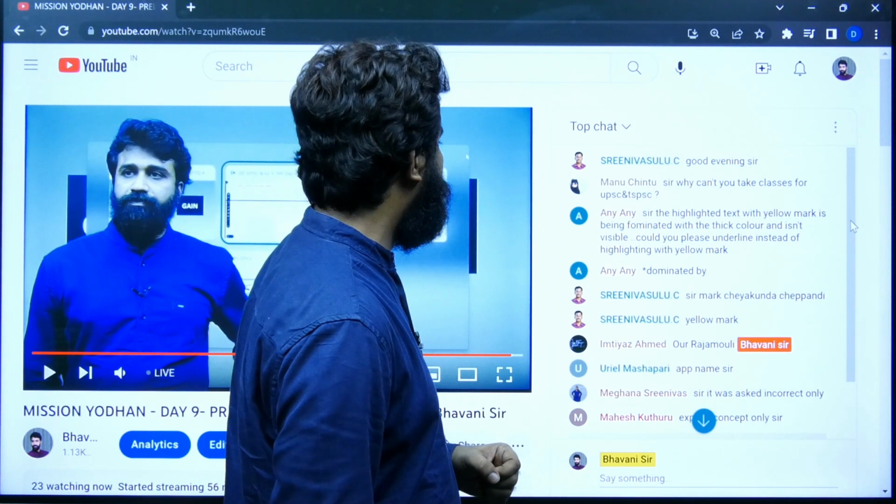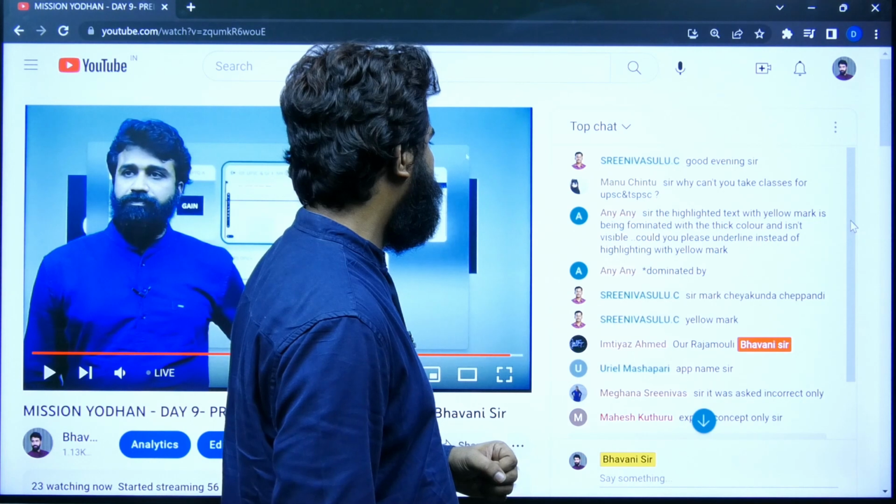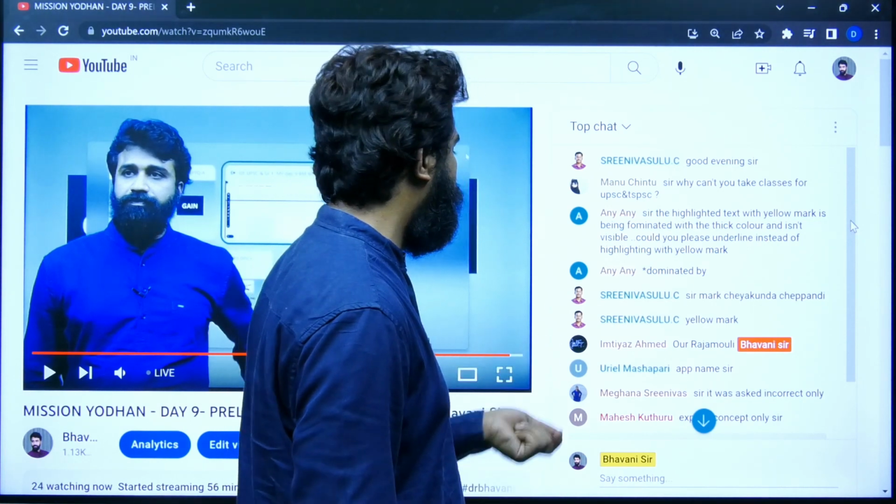Please go upward. The text highlighted with yellow is invisible because of the thick color. Would you please underline instead of highlighting? Okay, no problem. I have underlined and also highlighted. I have done both. No problem.